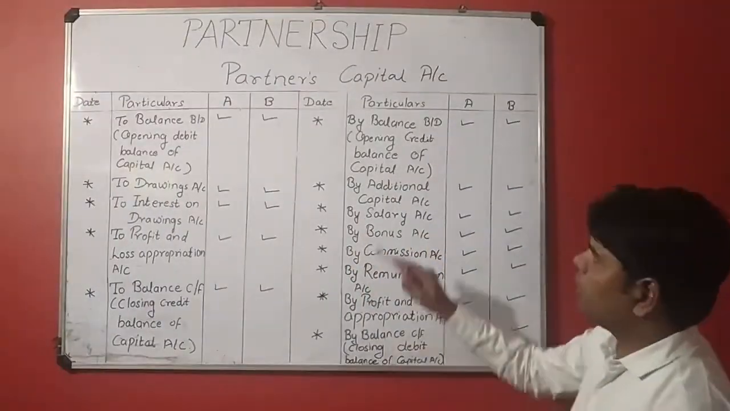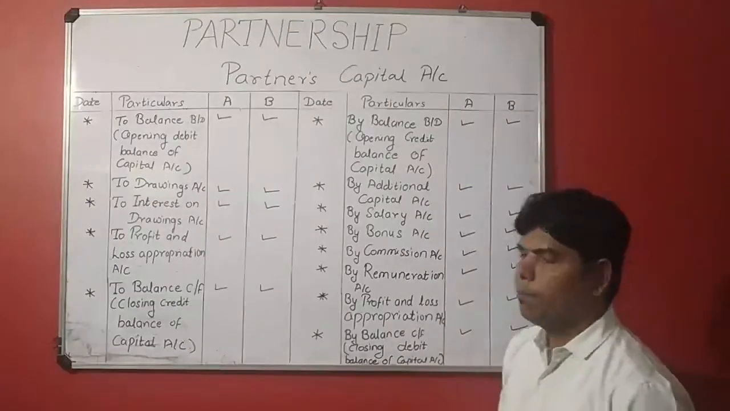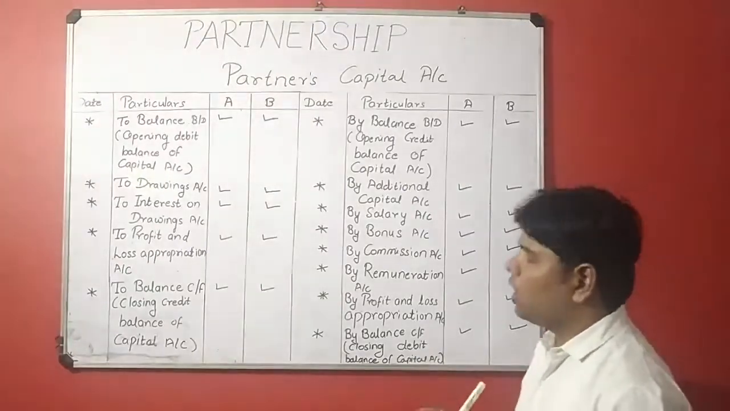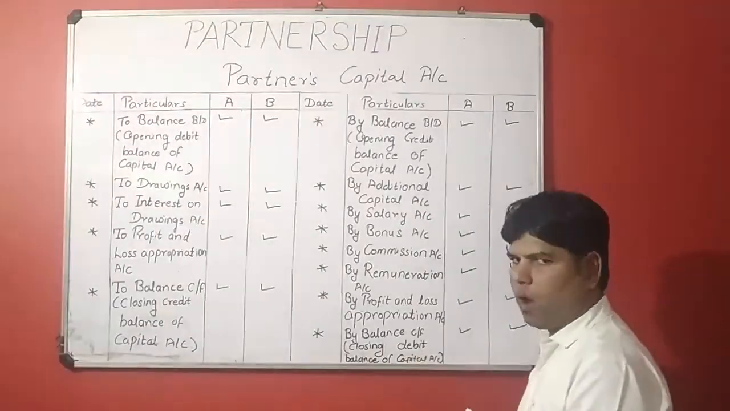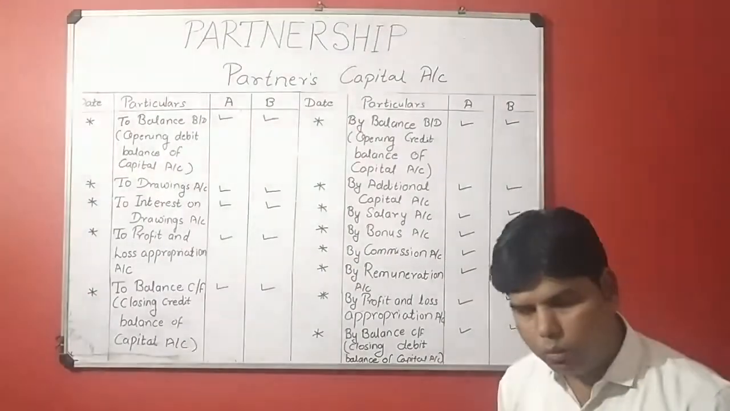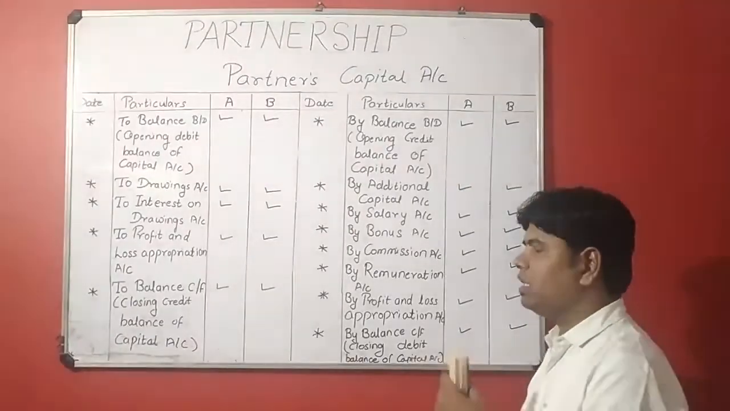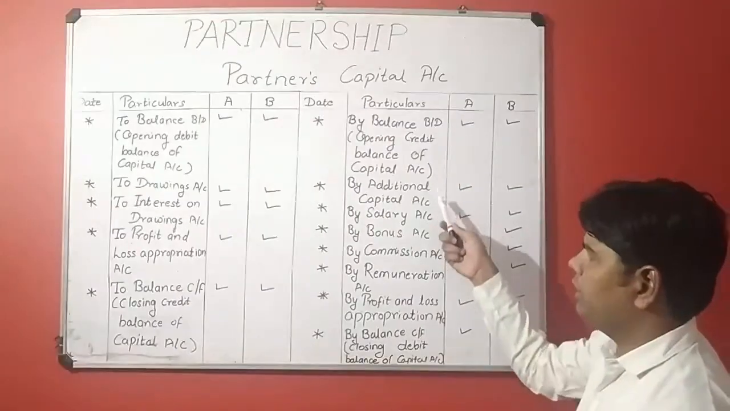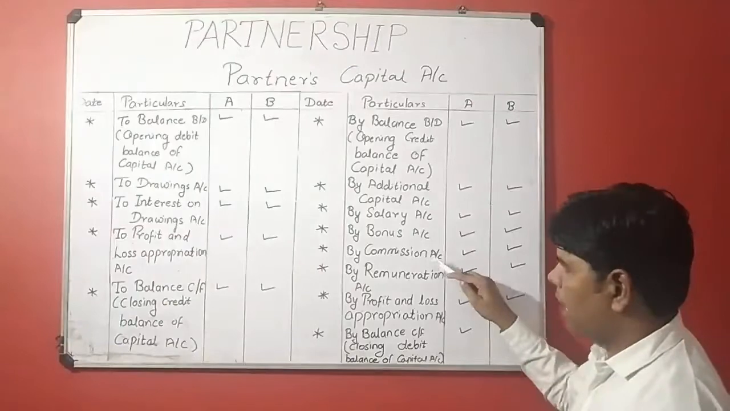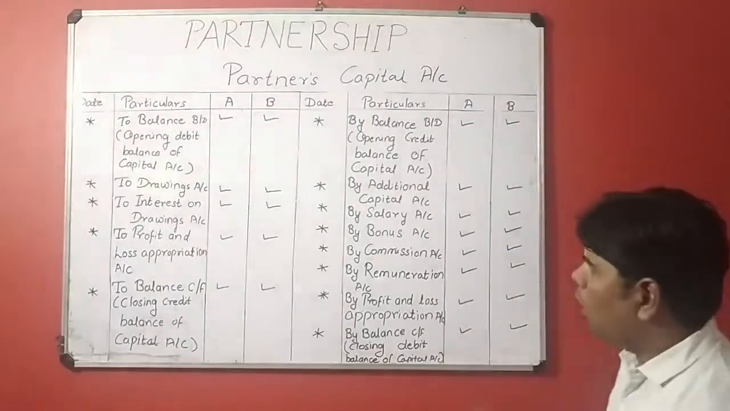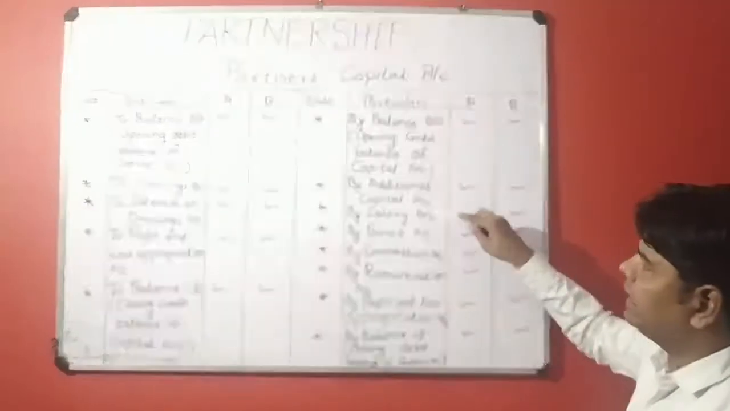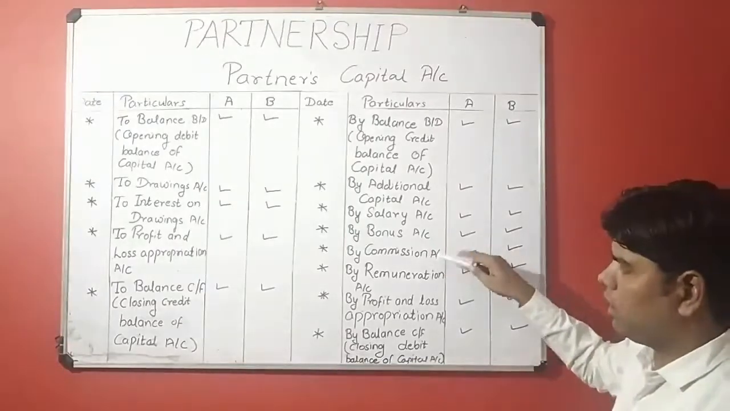In the same way, on the credit side of the partner's capital account, first is by balance brought down. All the amount brought by the partner into the firm will be recorded here. During the year, if any additional capital is required in the firm and is brought by the partner, it will be recorded here as by additional capital. By salary account, by bonus account, by commission account, by remuneration account: all these are expenses paid by the firm to the partners and will be recorded on the credit side of the partner's capital account.